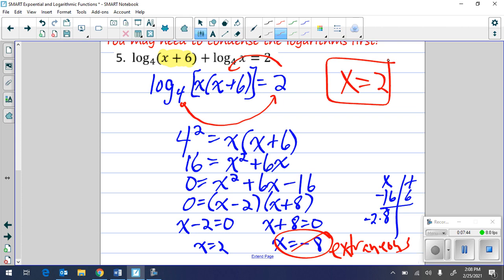And that is it for solving logarithms. Obviously, that's not it. There's going to be a lot of other things that you come across, but these skills put together in some way, shape, or form are going to be what you need in order to solve.